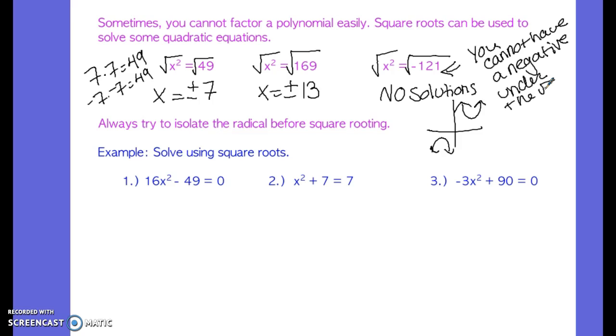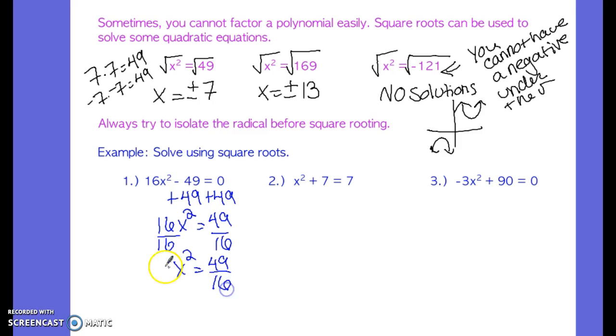For example, I want you to solve the next three by square roots. So for this one, I would add 49, and you have 16x squared equals 49. Divide by 16 and you get x squared equals 49 over 16. Take the square root, take the square root. And this is just like chapter 11. You get 7 over 4 is your answer. Positive or negative 7 over 4.